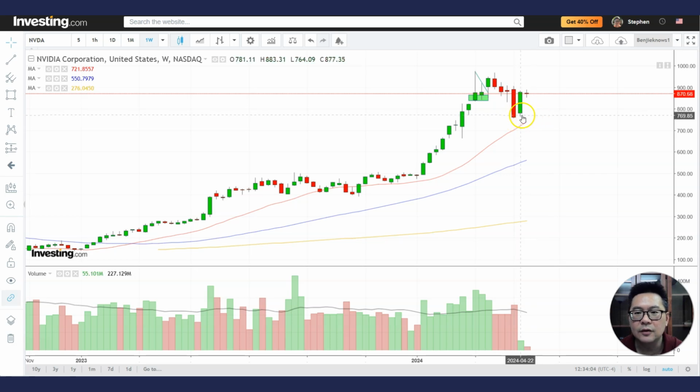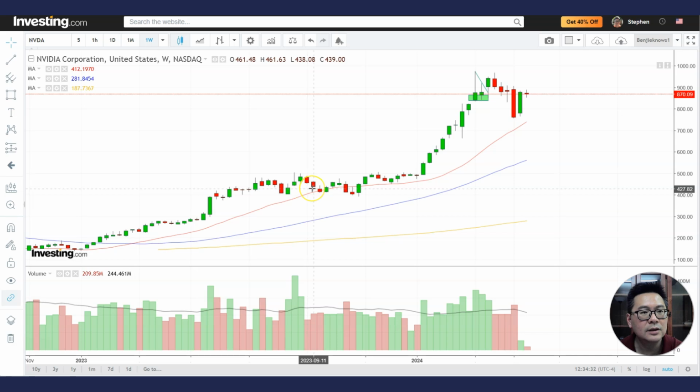But the good thing is it formed kind of a harami pattern, and this is a bullish reversal candlestick pattern. One large red bar followed by one nice green bar here. This often surprises a lot of people, and those who know how to read candlestick charts know that there is a high probability that the stock might move up in the future, especially when you consider that May, June and July might be very good months for Nvidia.